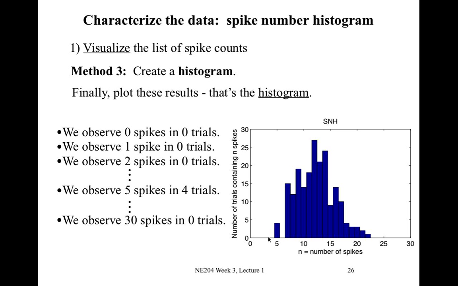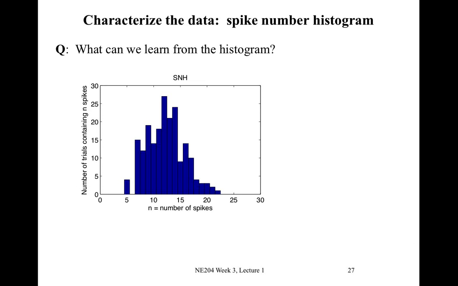None. How many trials contain 5 spikes? Well, we set n equal to 5, so 5 spikes. And we look at the height of this bar, and that tells us we have 4 trials where we observe 5 spikes. And in this way, we can construct the bars of the histogram. We observe 30 spikes in how many trials? Well, we look at the height of this bar at 30. There are no trials that contain 30 spikes.